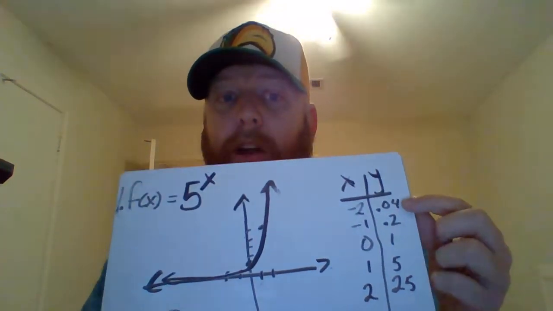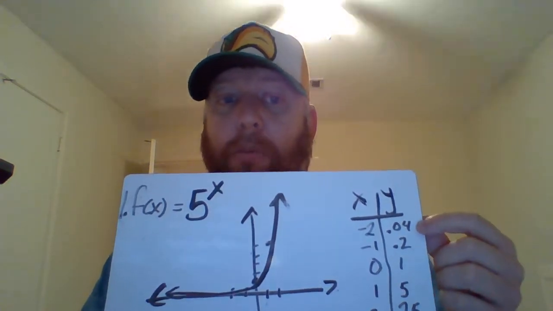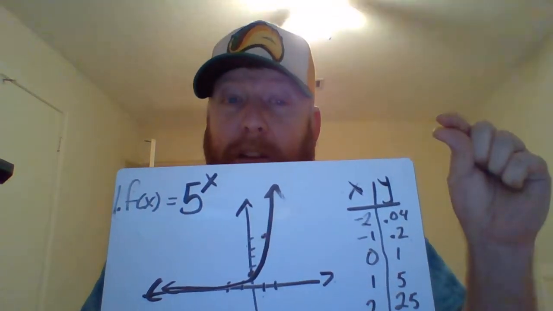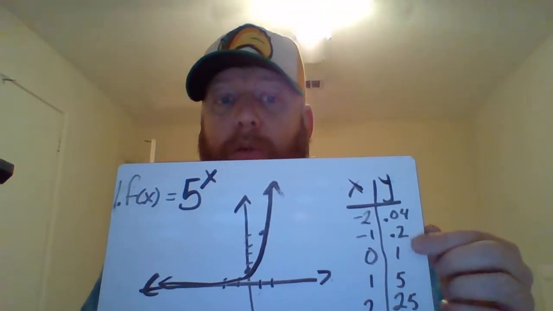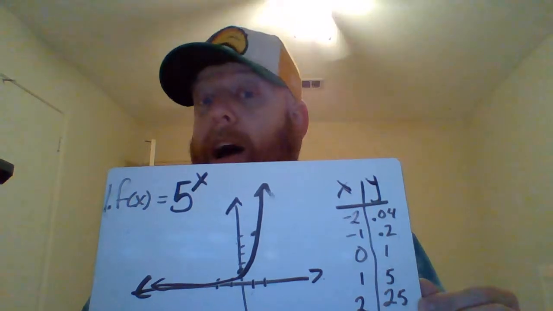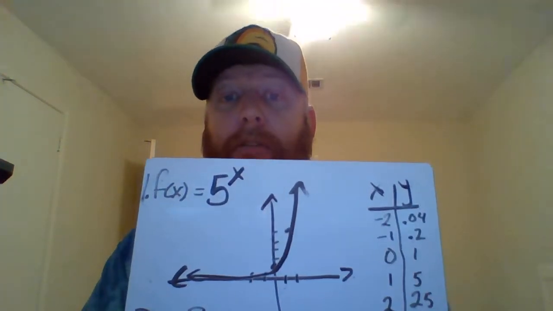We look at our numbers here, and we get very small very quickly. We're approaching 0 because it's going 0.04. That's getting very small, right? And then it's also increasing very quickly. It goes from 1 to 5 to 25, right? Off the chart already by the number 2. So our graph will look something like this.